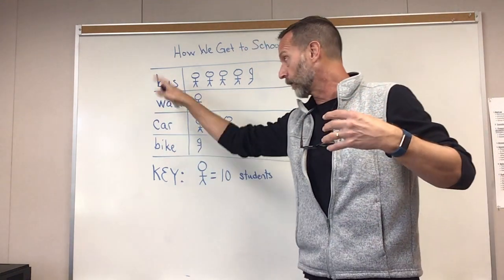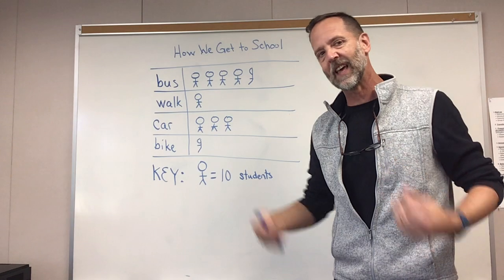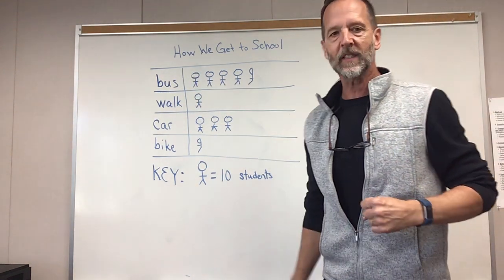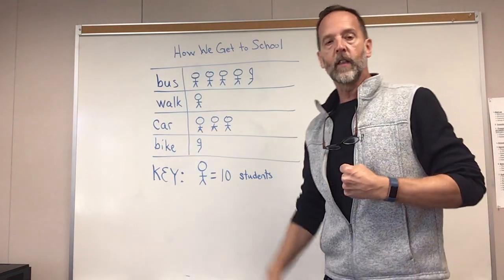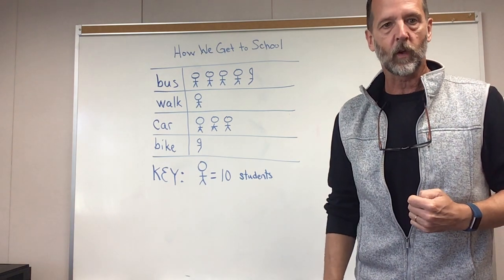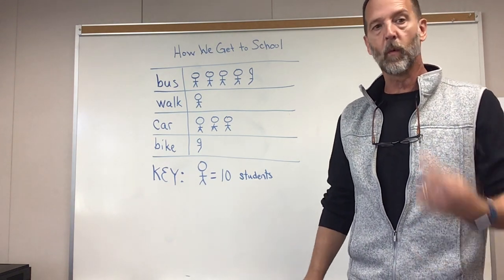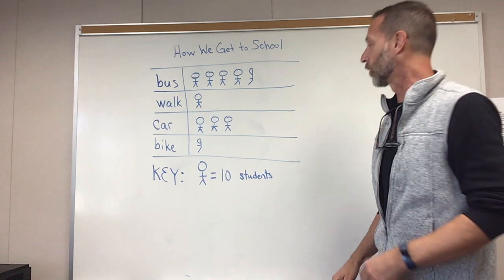My graph shows 4 different ways that kids get to school. They ride the bus, they walk, they ride in the car, or they ride their bike. You don't find too many kids riding their bikes to school anymore, but when I was a kid, people used to ride their bikes to school.